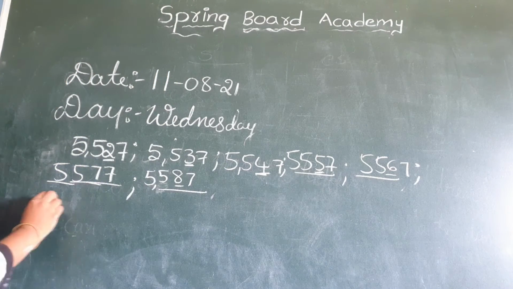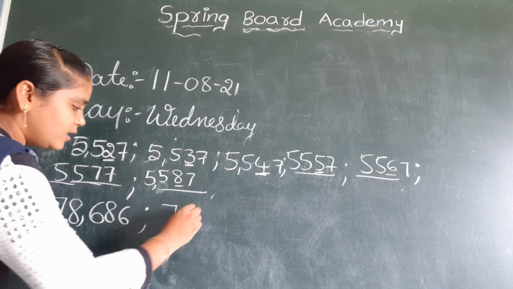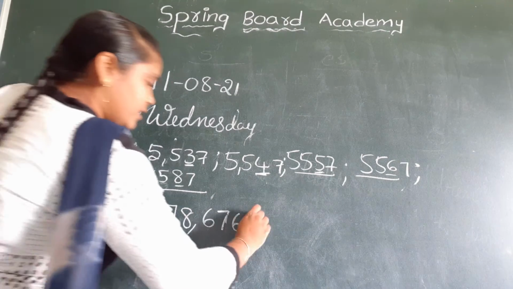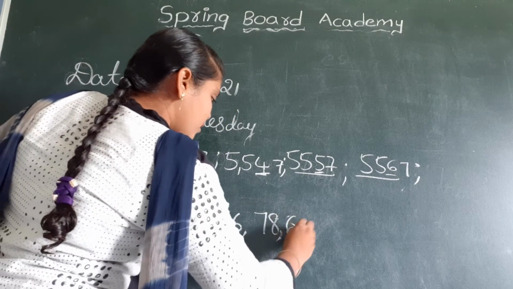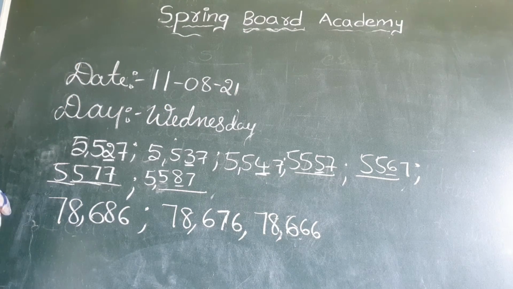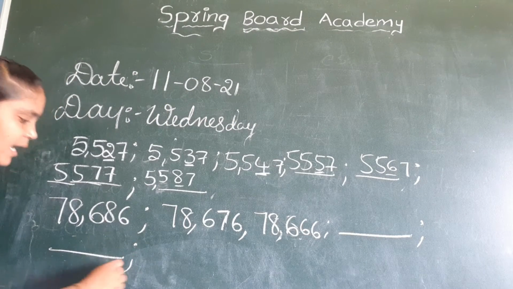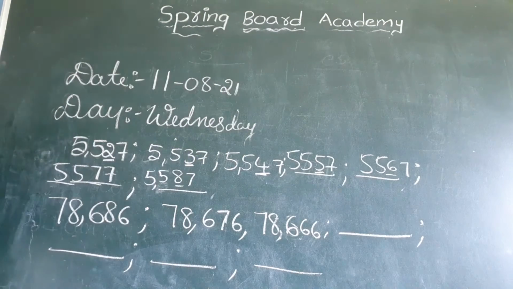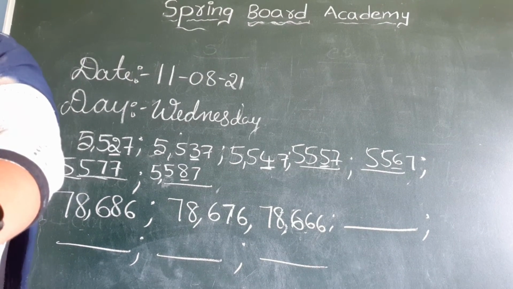Second one: 78,686, 78,676, 78,666. These are the three numbers given here, and the remaining are blanks. Here you have to write the remaining numbers, children. So what numbers will come here? Check it, children. You have to check which place of the digit is changing and whether it is increasing or decreasing.